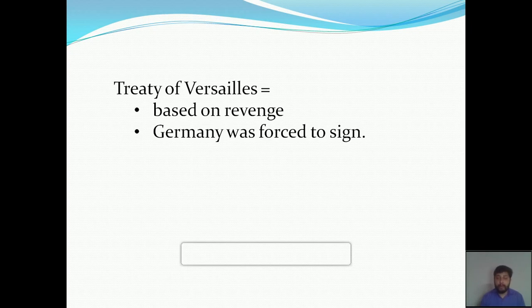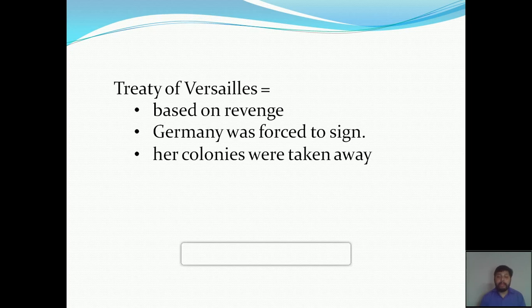As I have already told you, it was not a happy peace treaty. Rather, it can be considered a harsh peace treaty. Her colonies were taken away. In order to solve the financial problems of the world, the colonies of Germany were taken away, and those states were declared independent.